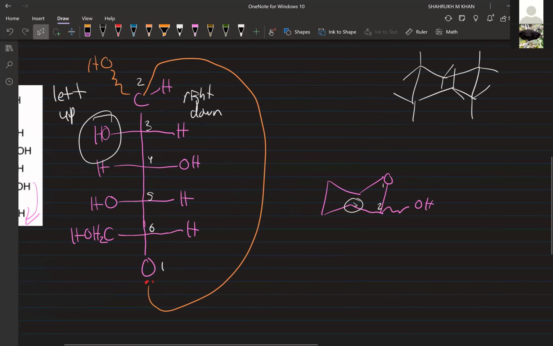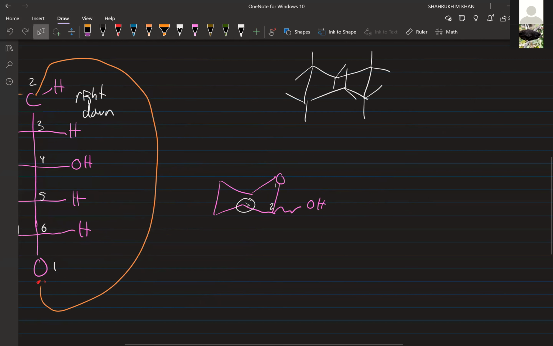What did I say? Things on the left are going to be up, right? So it's not going to be equatorial, it's going to be axial, right? So make sure you have your base, because it just makes it easier to remember where the CH2OH group is going to go. You could have drawn it on this side. Basically, for all D sugars, you could just think of that CH2OH group as always going to be up, and then for L sugars, that CH2OH group is going to be down.